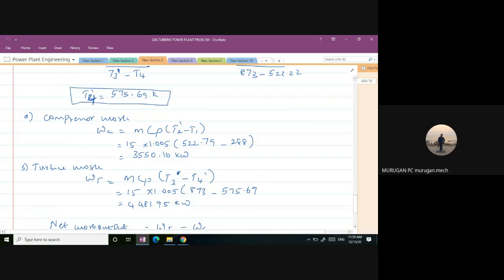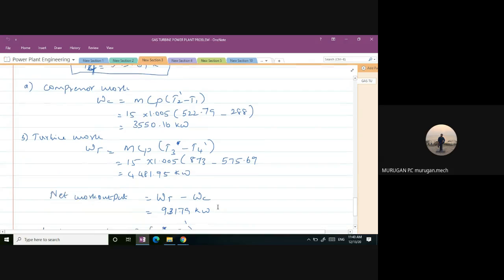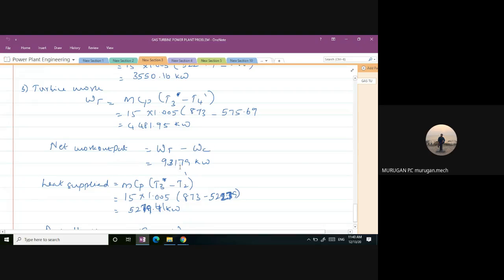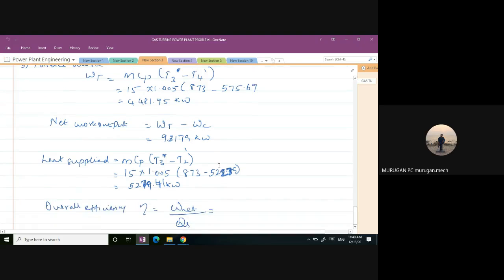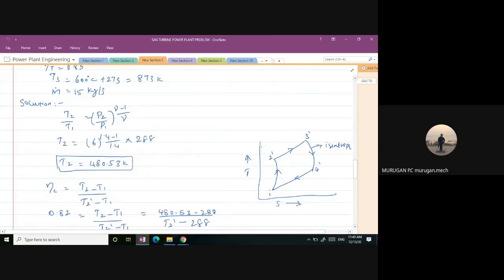That is, the compressor work is 3550.16 kilowatt, and the turbine work, that is the same problem, is m Cp of T3 minus T4 dash. So the turbine work is given by 4481.95 kilowatt. So the net work output is the work developed by the turbine minus the work consumed by the compressor, which is 931.79 kilowatt. So the heat supplied can be calculated where the heat is supplied. Here this is the heat addition process, and the process 1 to 3 is the heat rejection process.